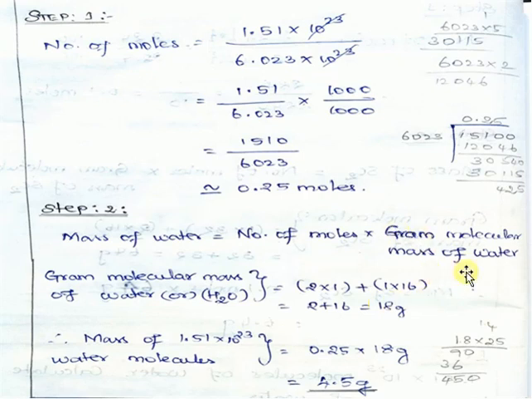So now number of moles we have calculated earlier. So the mass of 1.51 into 10 to the power of 23 water molecules is equal to number of moles, 0.25, into 18. So if we calculate that, I've got 4.5 grams of water, right? So 4.5 grams contains 1.51 into 10 to the power of 23 water molecules. It's a very huge number, remember. Now, these kinds of sums you can easily calculate by using this mole concept.